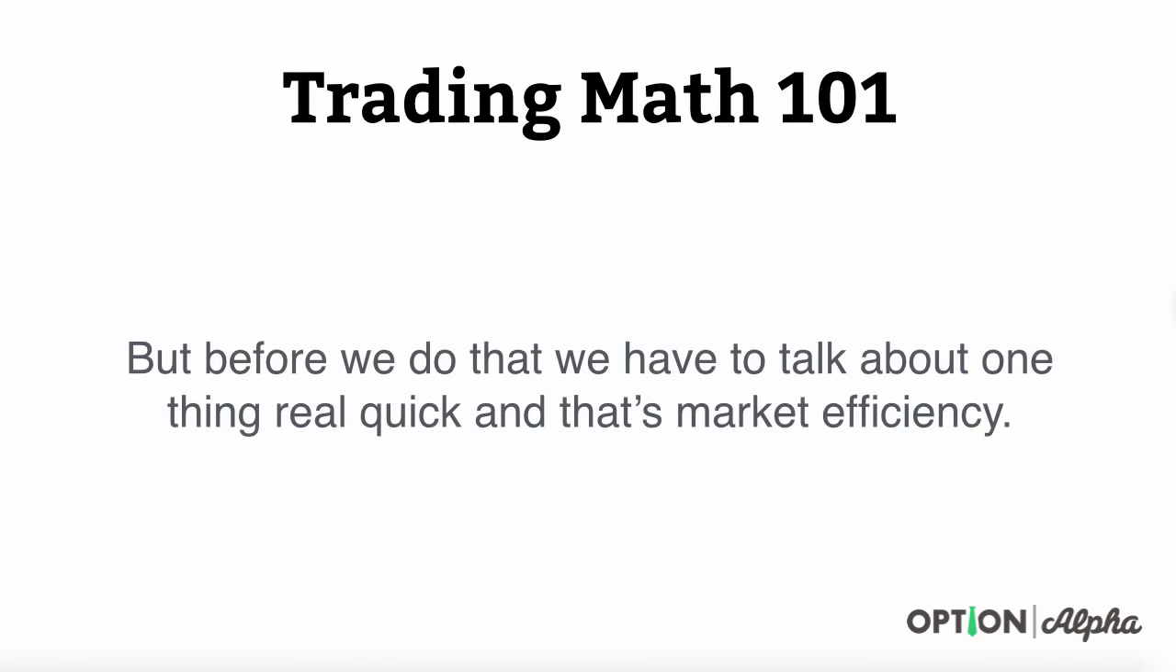But before we do that, let's first have a talk about one real quick thing, and that's market efficiency. This whole idea about market efficiency is really important, and you've probably heard us talk in other videos about how we have to trade liquid products and liquid underlying stocks. But this whole idea of market efficiency is the concept that the markets are super efficient, especially the US markets where there are millions and millions of different market participants, all with their own individual ideas. The markets are incredibly efficient and incredibly fast.